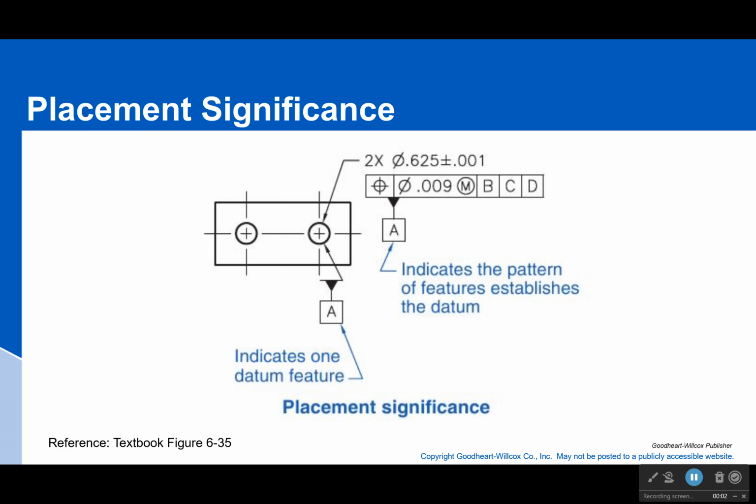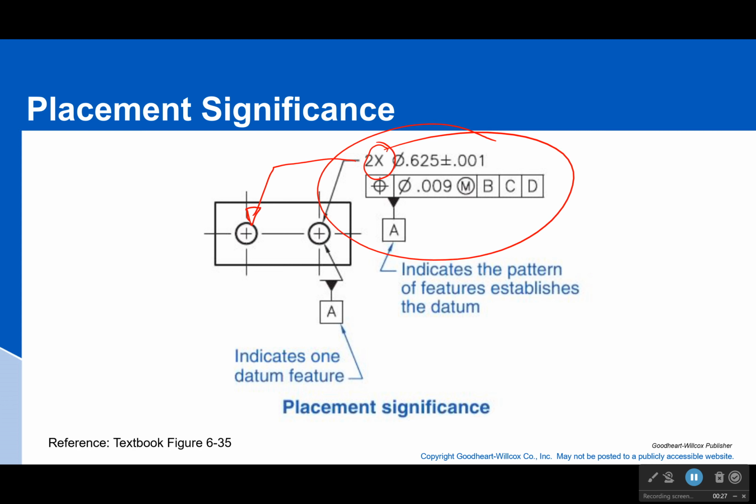Okay, now we've mentioned before that there's a lot of ways we can use our datum feature symbol to specify a datum. However, not all of those mean the same thing. For example, right here, we have a feature control frame, and as you can see, thanks to this 2 times, it applies to both holes.